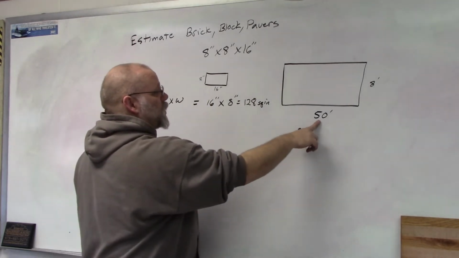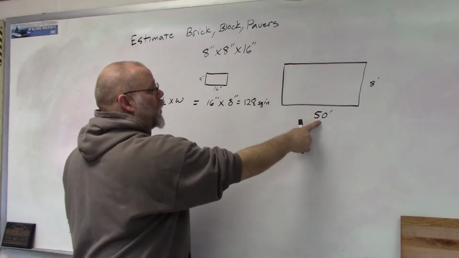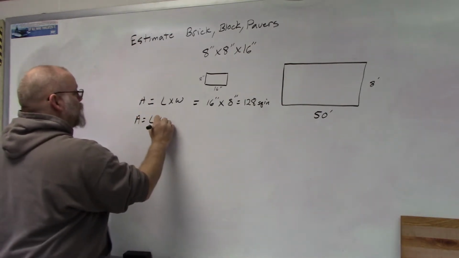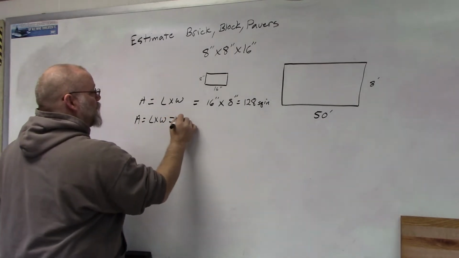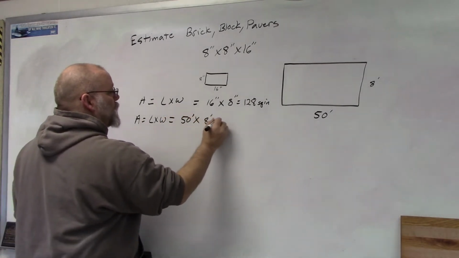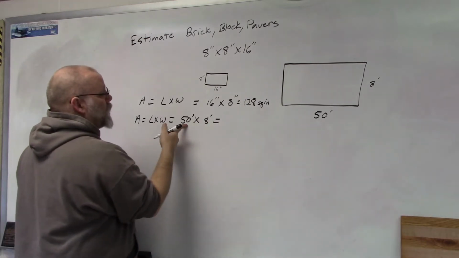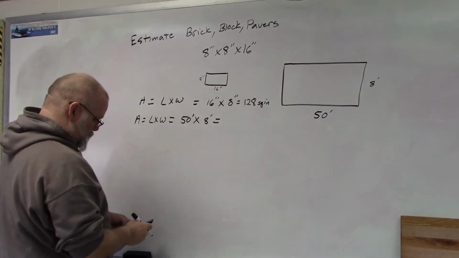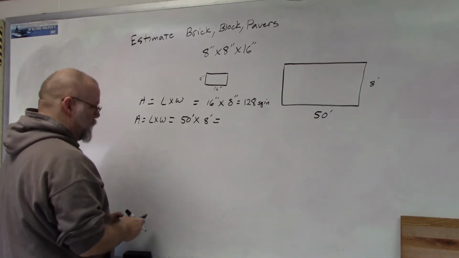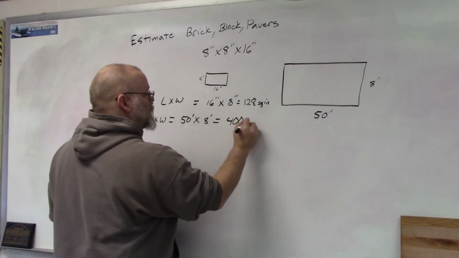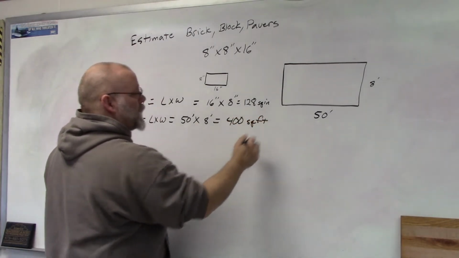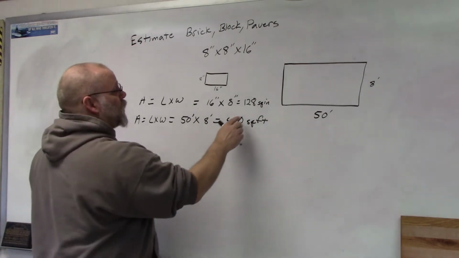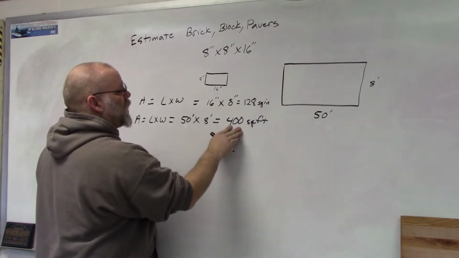The next thing we're going to do is find the area of the wall that we need to build. So same equation, area equals length times width. We're going to take 50 feet times 8 feet, and that will give us 50 times 8, which is 400 square feet.